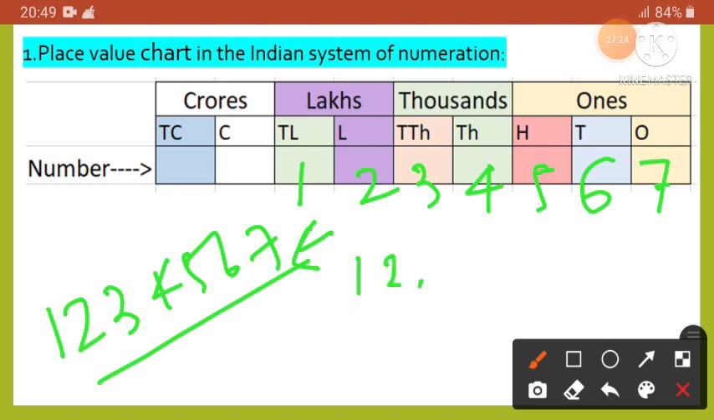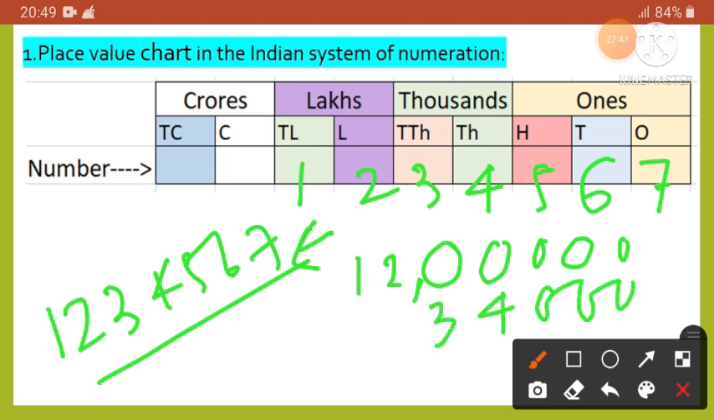If you write it in the proper way, it will be 12 lakhs. So you can write 12, and then lakhs means 5 zeros, so 1 2 3 4 5, then 34,000. 34,000 means we can write 34 and then 3 zeros. And then 567. So we can write 500, then 67 as 60 and 7, only 7.